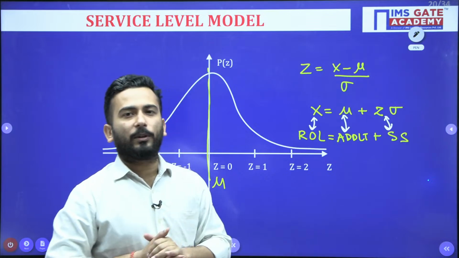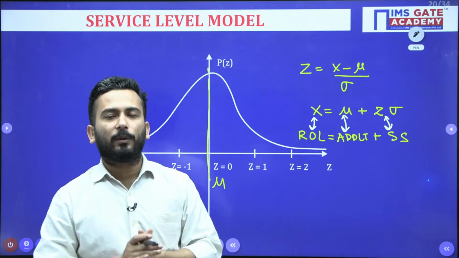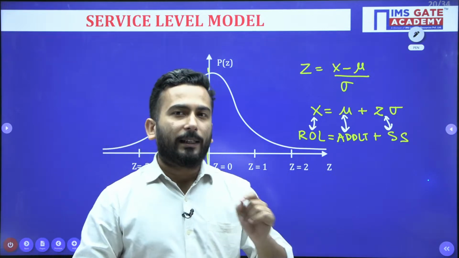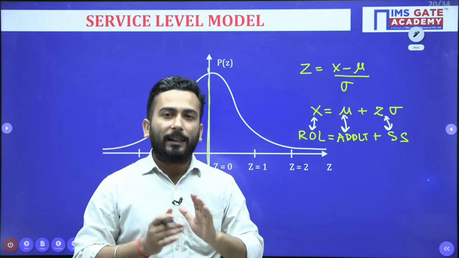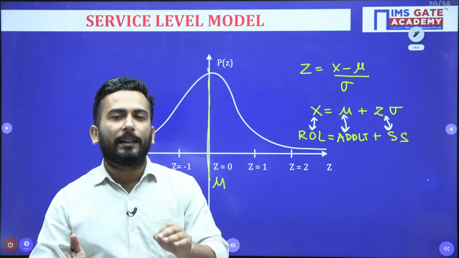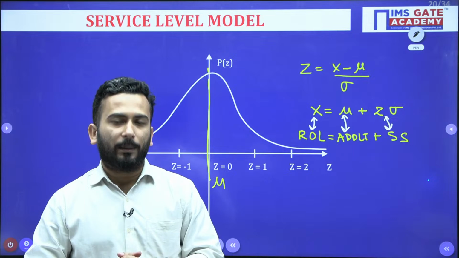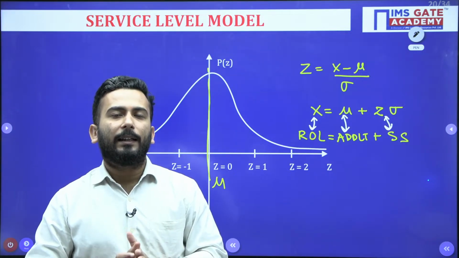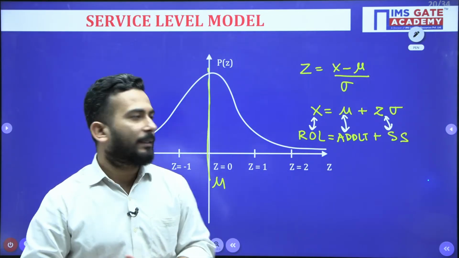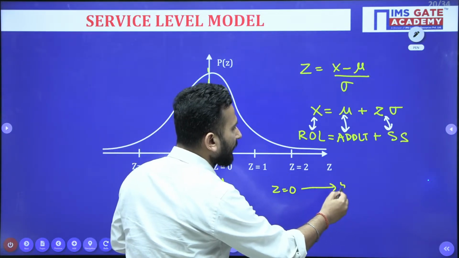Now the $1 million question is, what is Z and what is sigma? Z is the Z score. And my dear friends, why is the name service level model? It is because Z indicates the service level you want to maintain in your shop. For example, Z equal to 0 corresponds to a service level of 50%.